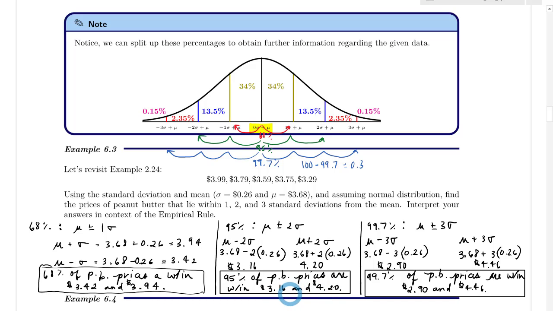So it's pretty powerful because this is just 5 peanut butter jar prices. But if I really took all the peanut butter prices in the entire world, I would have tens of thousands of prices of data. And so I don't need to look at all that if I can just have the mean and standard deviation and apply the empirical rule.